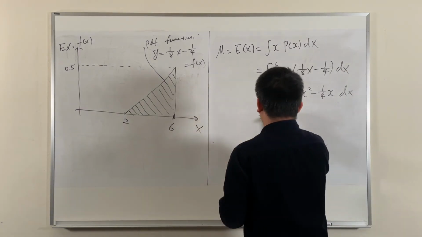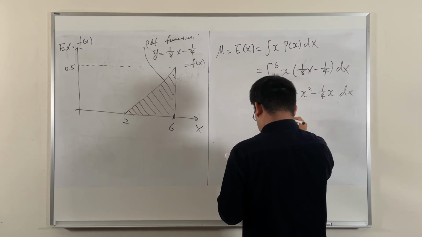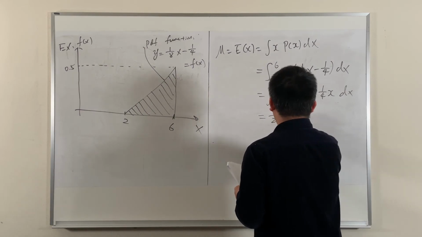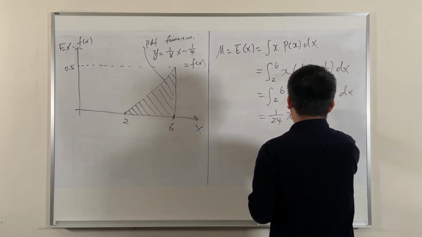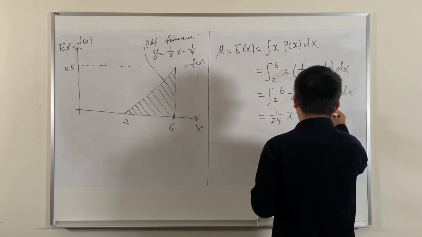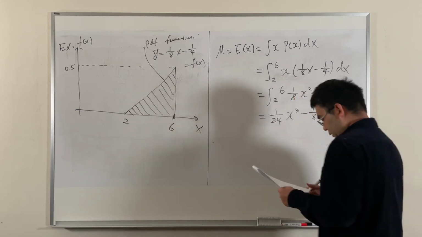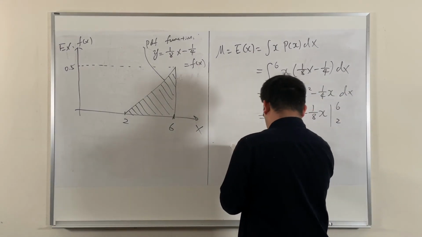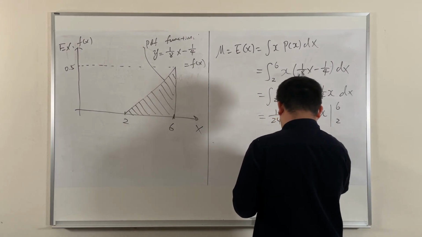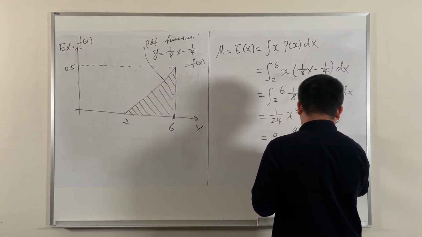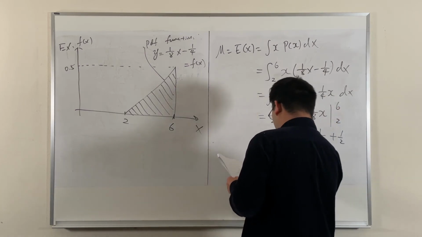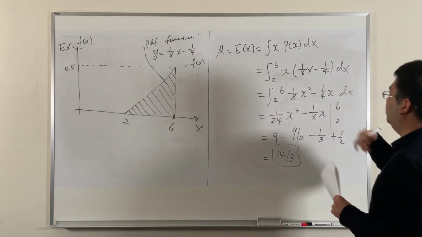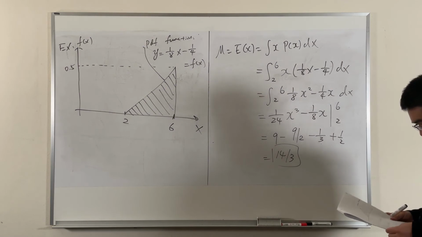This equals 1 over 24 x cubed minus 1/8 x squared, from 2 to 6, and that's going to give us 9 minus 9 over 2 minus 1/3 plus 1/2, and this equals 14 over 3. This is our mean for this continuous random variable.